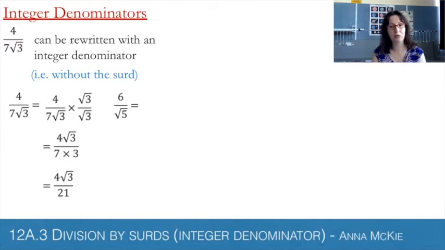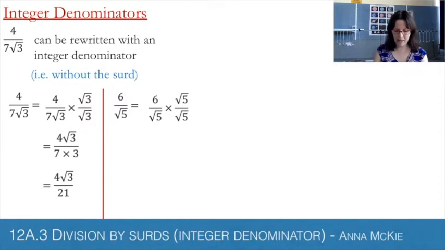What about 6 on root 5? So to get rid of a surd on the bottom, you have to multiply it by itself. But you can't just multiply by root 5, because that's changing the whole thing. Essentially, if you multiply by 1, you'd be fine. And the way to do that is root 5 on root 5. And therefore, we multiply the numerators, 6 multiplied by root 5, and you multiply the denominators. And root 5 times by root 5 comes out to be 5, and now we have an integer denominator.